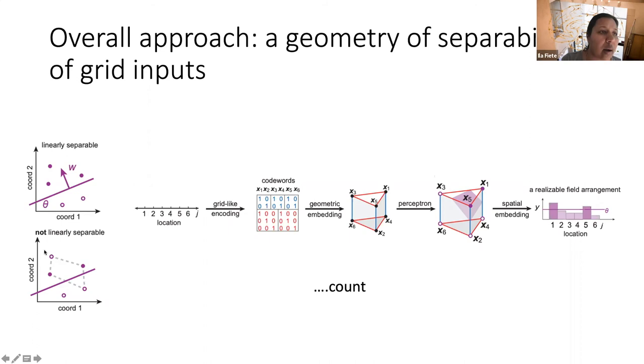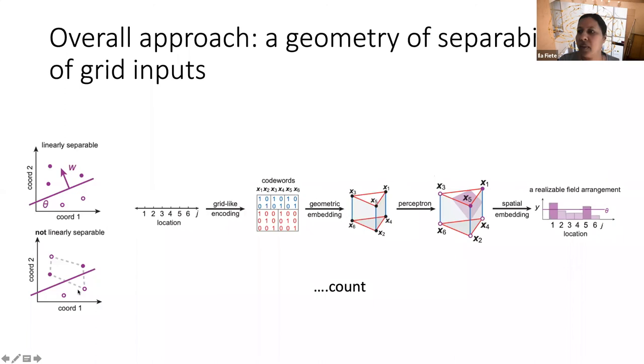Of course, if we have points in this input space, then a field arrangement is realizable if I want these three positions to correspond to a place field, and these three positions can be separated from these two positions over here by a hyperplane. And this field configuration, where I want these two locations to correspond to a place field and these two positions to correspond to a non-place field, is not realizable. I cannot find a threshold for my place cell that makes both of these a field and both of these a non-field. Right? So that's the idea here.